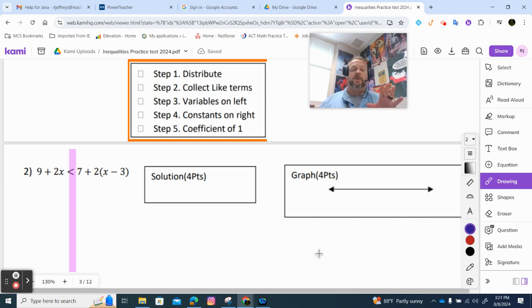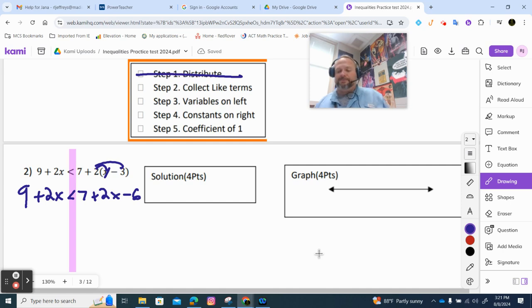All right. Do I have to distribute? Yes. How do I know that? There are parentheses. I'll leave the 7 alone. Some people say, can I subtract the 7? Yes, it's not my steps, but you can. Okay, negative 6.